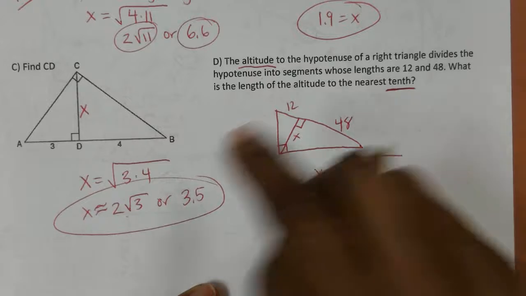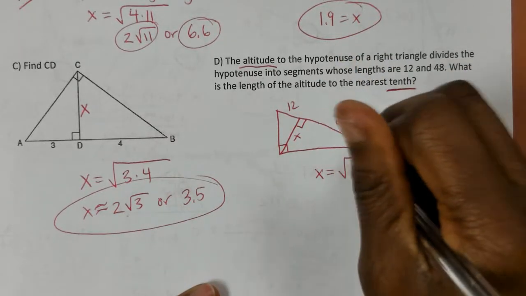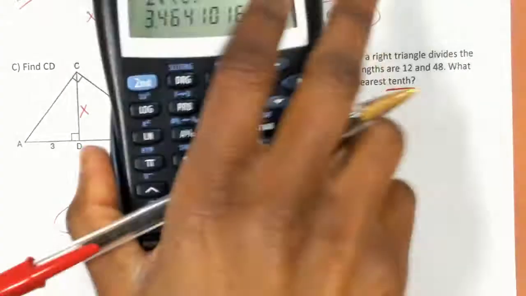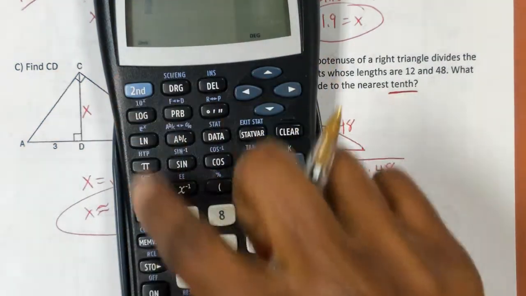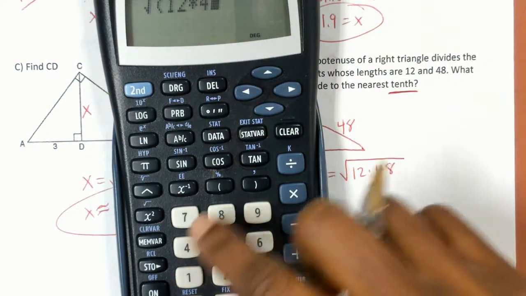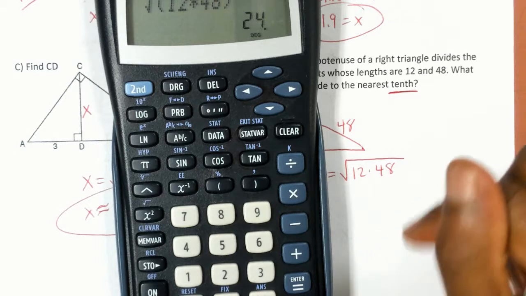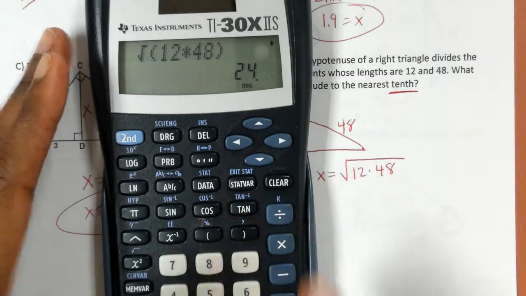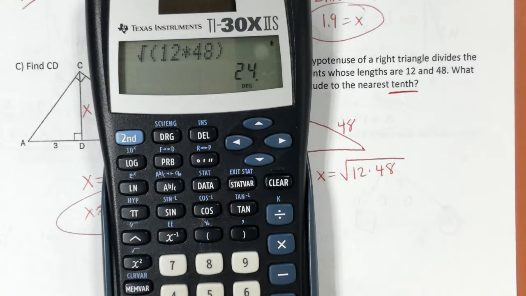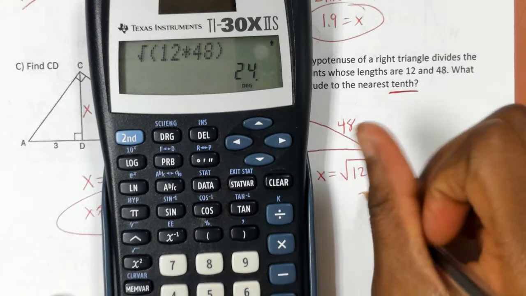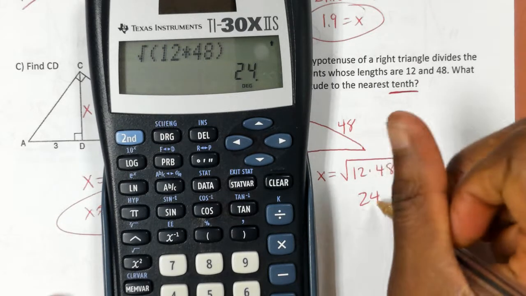But we apply our altitude rule one more time. Actually, it comes out to, oops, sorry. So it's going to be 24. 24.0 to the nearest tenth is still 24.